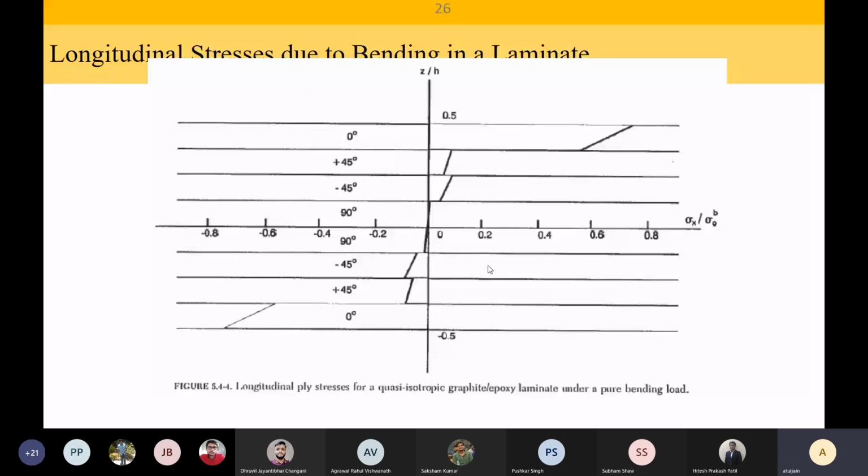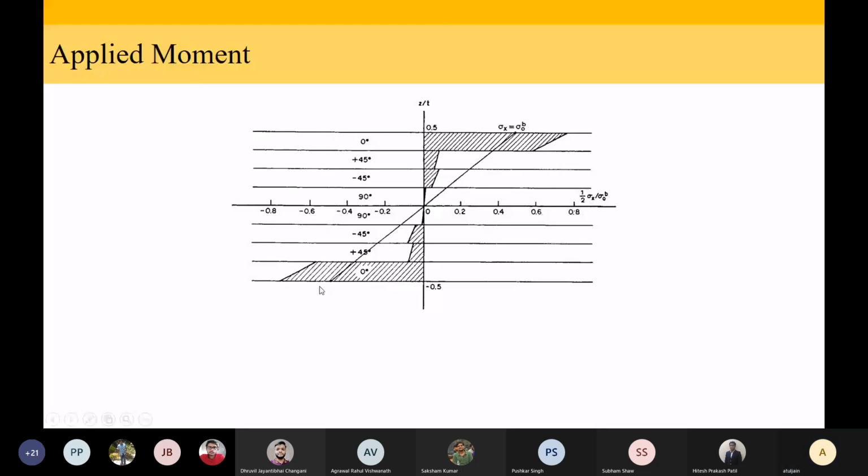You can imagine some sort of straight line which is passing through the center, and depending on whether the laminate is 0 degree, the value of stress is higher than the mean inclined line that we have drawn. If it is 90 degree, it is lower than the inclined line. And so on and so forth. This is how your stresses are going to vary in every layer when you are applying a pure bending moment, a pure bending load.